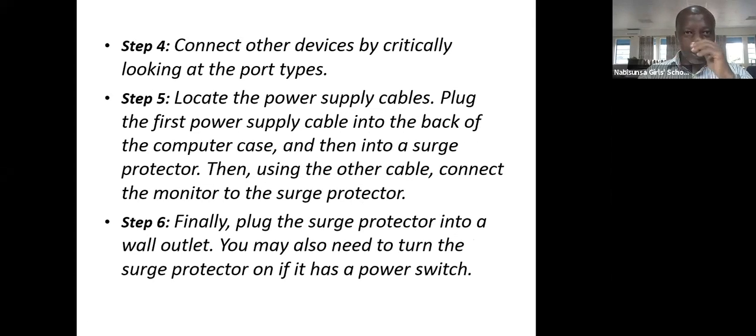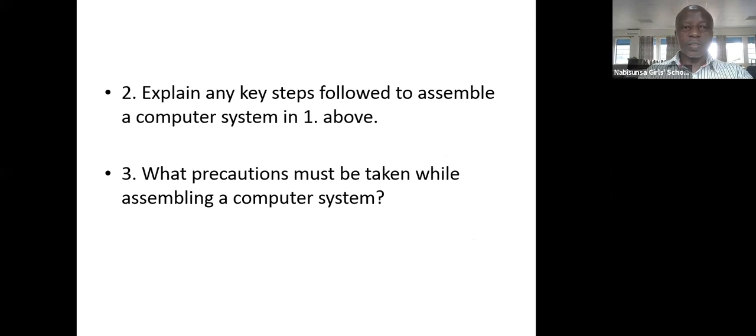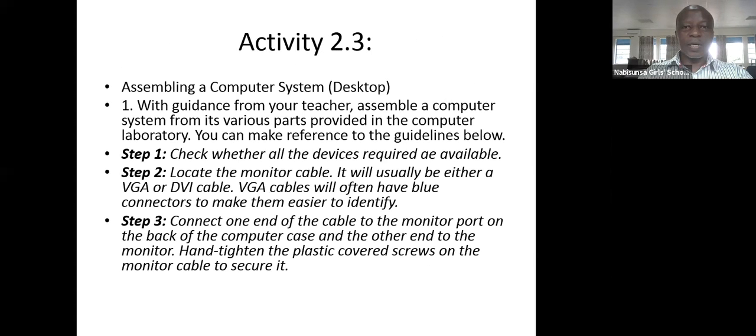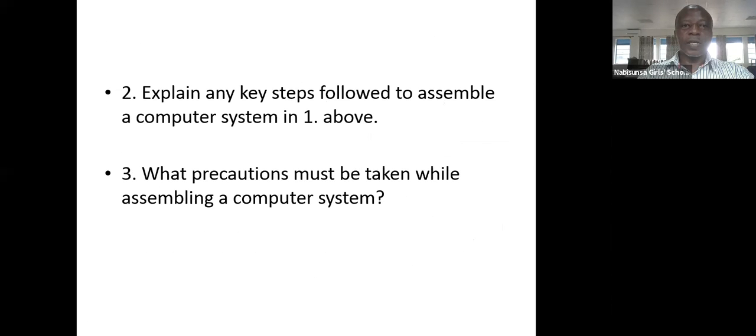So I'm not going to go through these steps. Let us look at this, because these steps are activities that you need to follow. Assembling a computer system: we have assembled it, and then explain the steps to be followed to assemble a computer system, as in the one above. You saw those steps, so look at them, and state what precautions must be taken while assembling a computer system. Try to look at that and then give us the precautions that you must take. I mentioned some, though I was not strict about them.